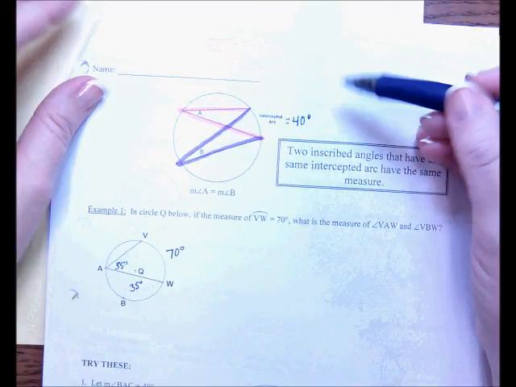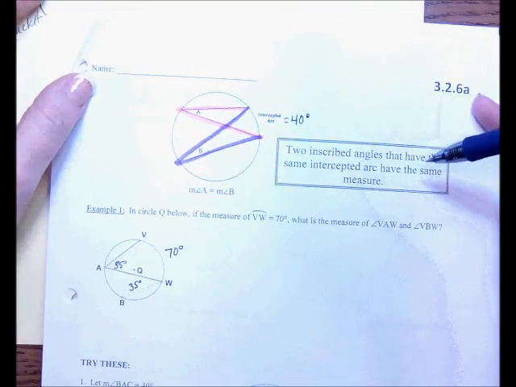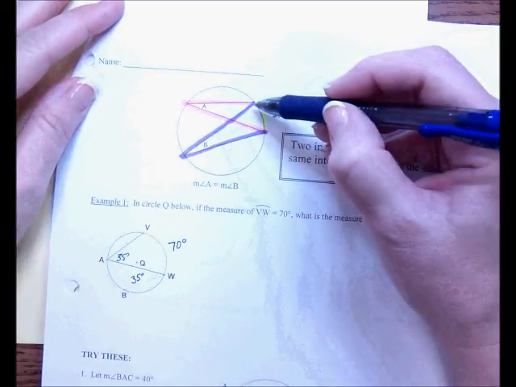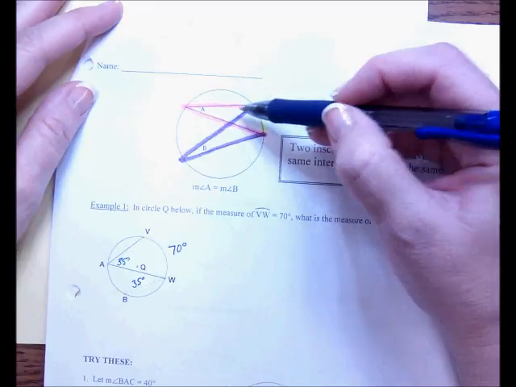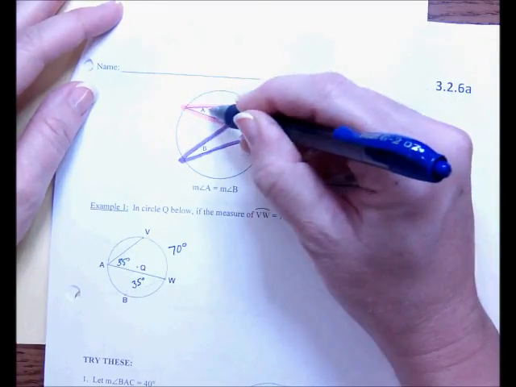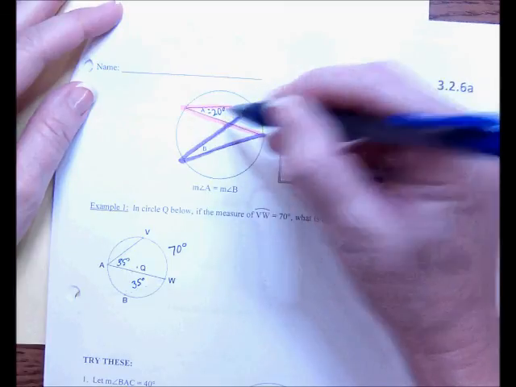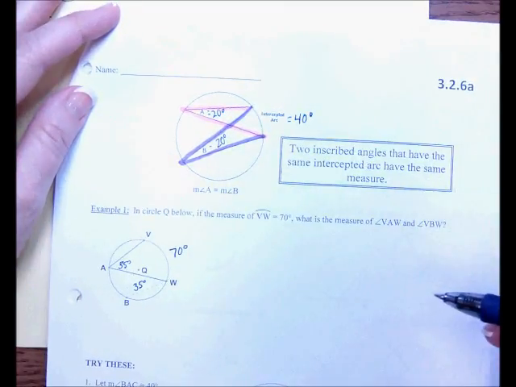The last part of this is when two inscribed angles have the same intercepted arc. And we need to understand that if they have the same intercepted arc, like angle A and angle B, then they are both going to be congruent to each other, because angle A would be 40 divided by 2, which is 20, and angle B would be 40 divided by 2, which is 20 degrees.